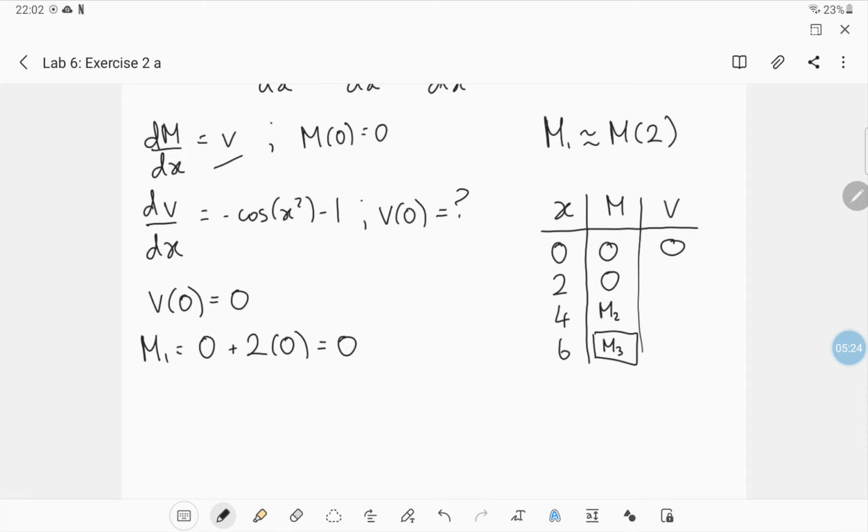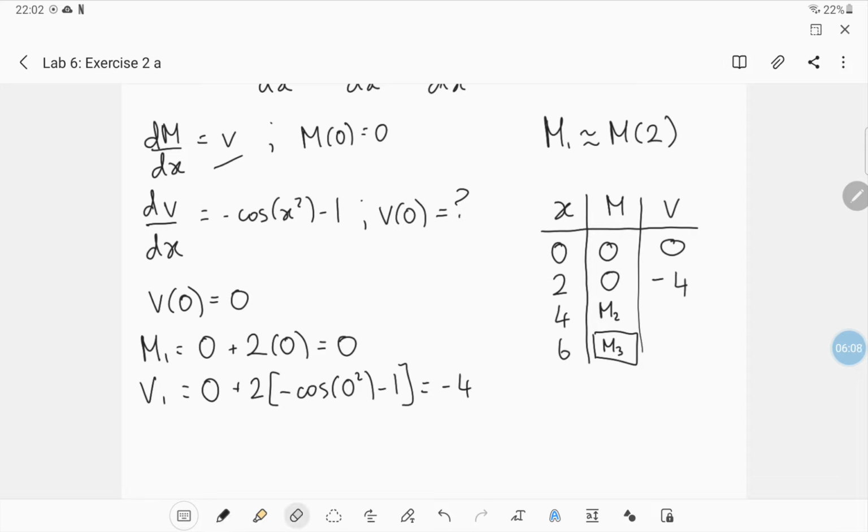And now we must calculate the next v. The next v value is equal to the previous v value, which is 0, plus the step size, which is 2, times the derivative evaluated at the previous point. Now this is the bit that you missed. The previous x value for the first one is 0. I think you might have been using 2 or something like that. So we're going to have minus cos of the previous x, which is 0, so this will be minus cos 0 squared minus 1. And looking at the Excel, it gives me a minus 4.